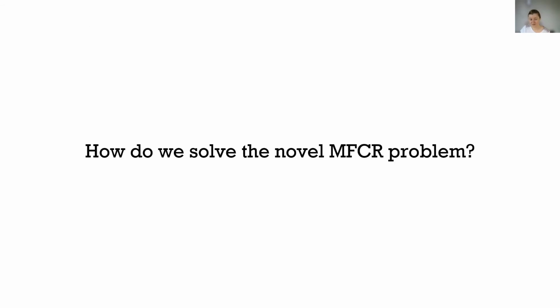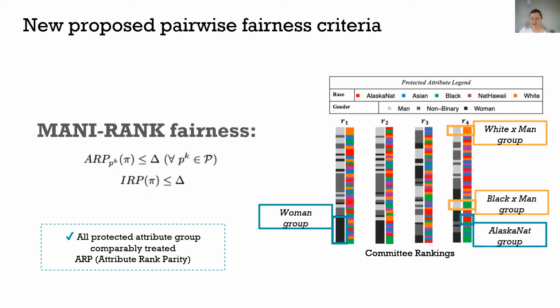So how do we solve the MFCR problem? The first step is the proposed pairwise fairness criteria, which we term many-rank fairness. In the paper, we introduce a series of metrics that capture for any given ranking if a group is fairly treated. Then at a higher level, if the protected attribute, such as race, has all groups comparably treated and if intersectional fairness is achieved. These metrics culminate in our proposed many-rank fairness criteria.